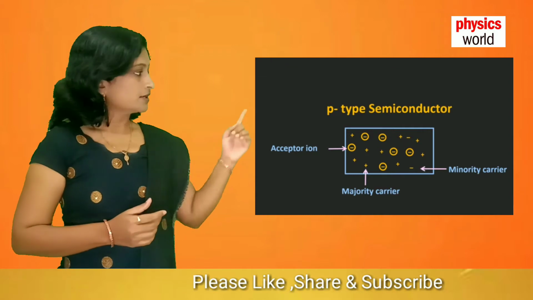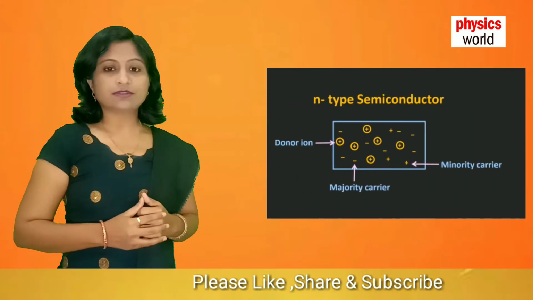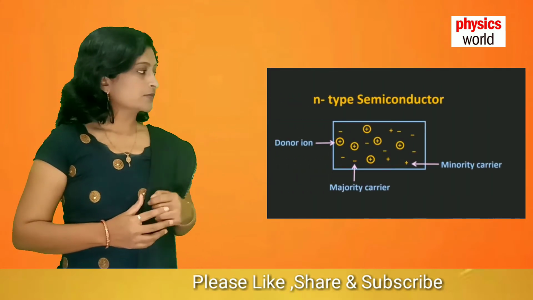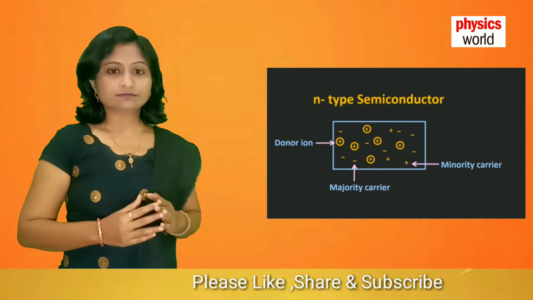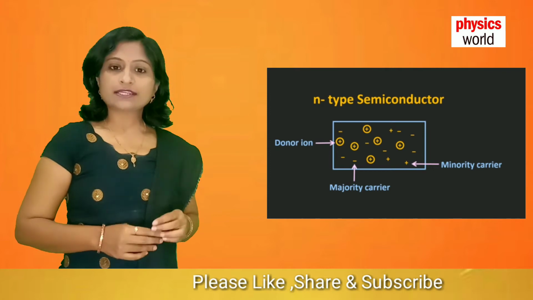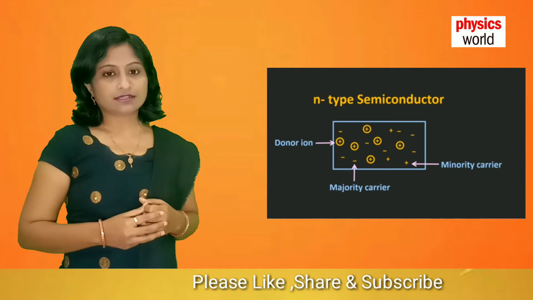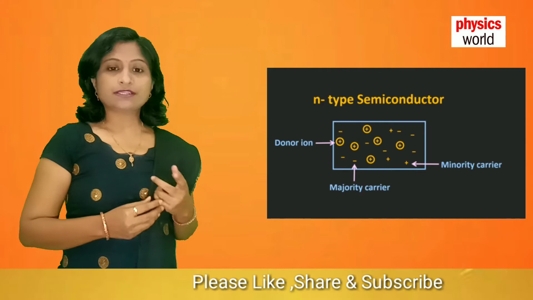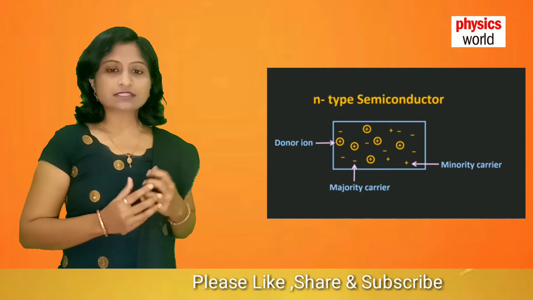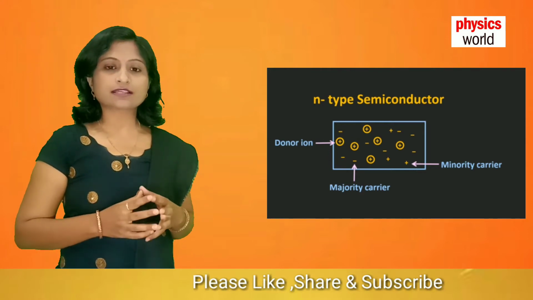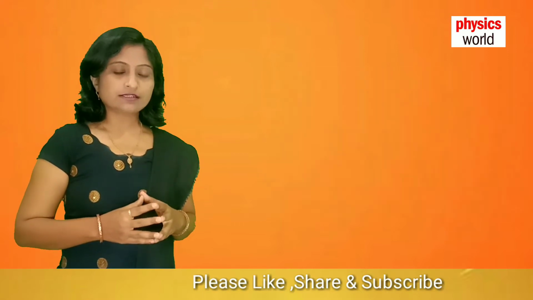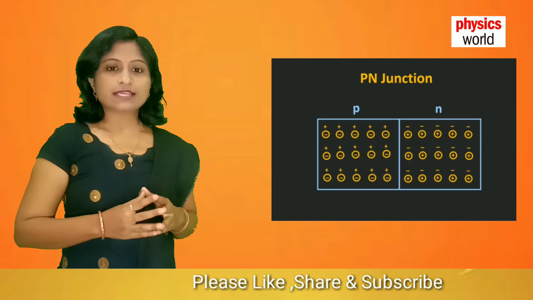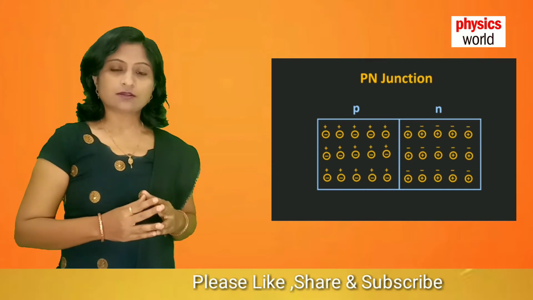Now the next type, that is N-type semiconductor. You are watching here that N-type has donor ions, then majority carriers and minority carriers. In N-type, majority carriers are electrons, meaning negative charges, and minority carriers are holes. So these two we have studied earlier. Now our today's topic is the PN junction diode.